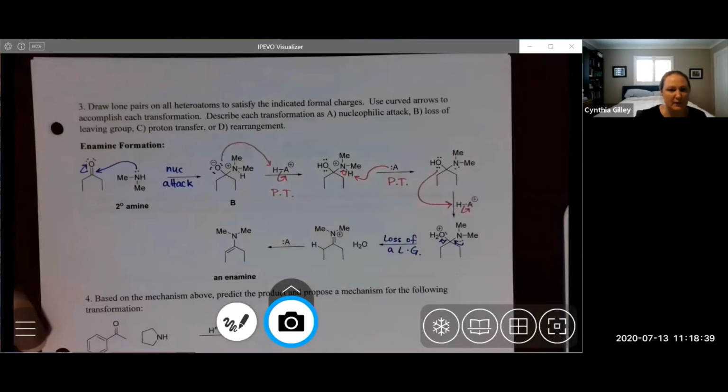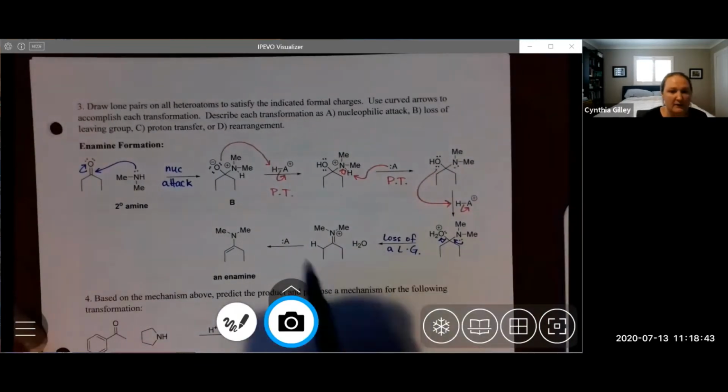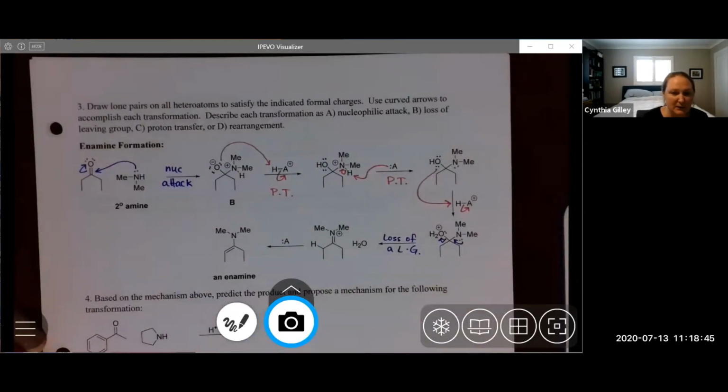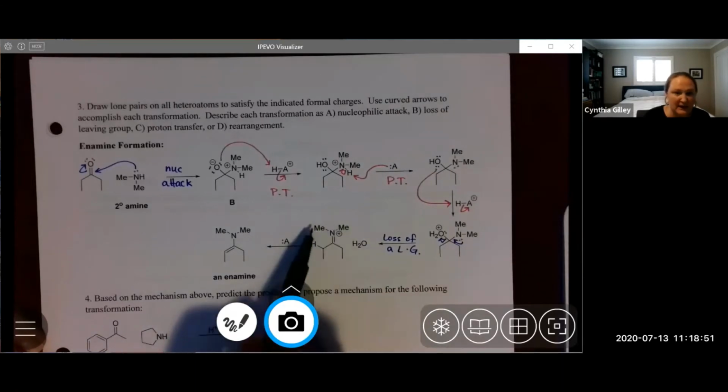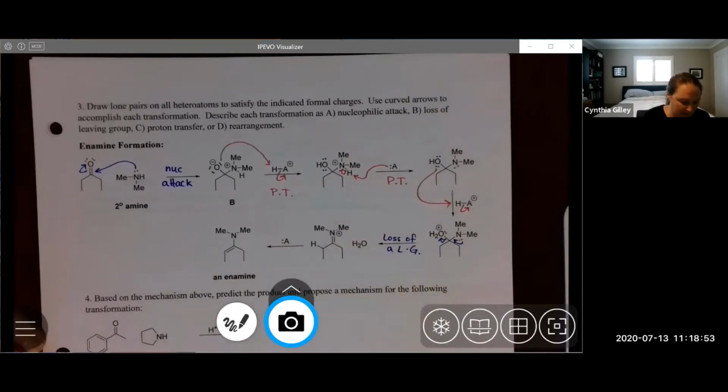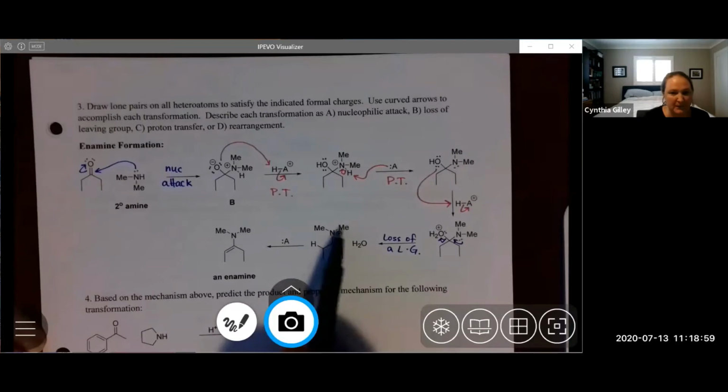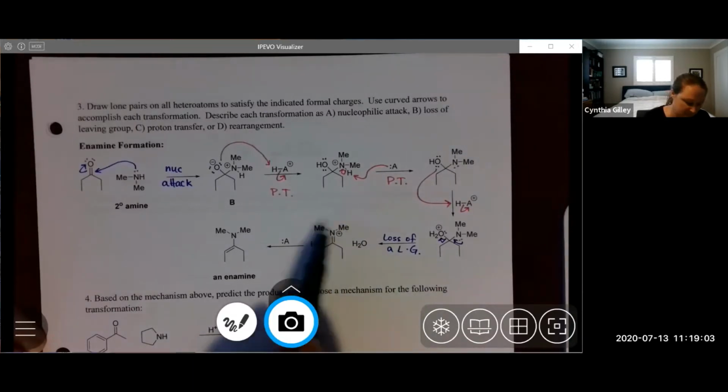That forms the, sort of very similar to an imine, right? The difference here is that there's no hydrogen to deprotonate. When you have a secondary amine, then both of these are alkyl groups, where when we had a primary amine, one of these methyls was a hydrogen. We could go ahead and deprotonate that, but now there's no protons here.